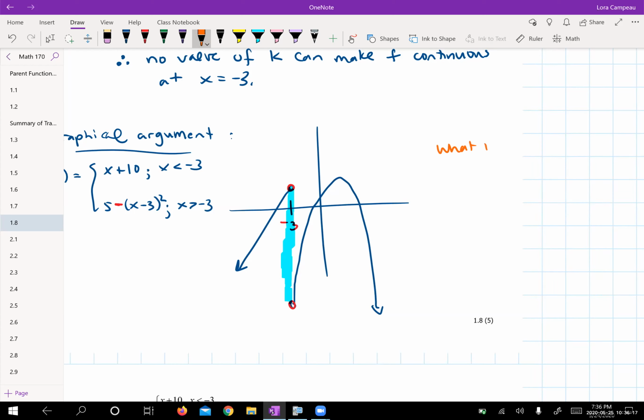So what if we had our function, and let's suppose we had something happen. Let's say we had the limit as x approaches -3 from the negative side equal to, we already knew it was 7, but let's suppose you got a matching limit approaching to the right.